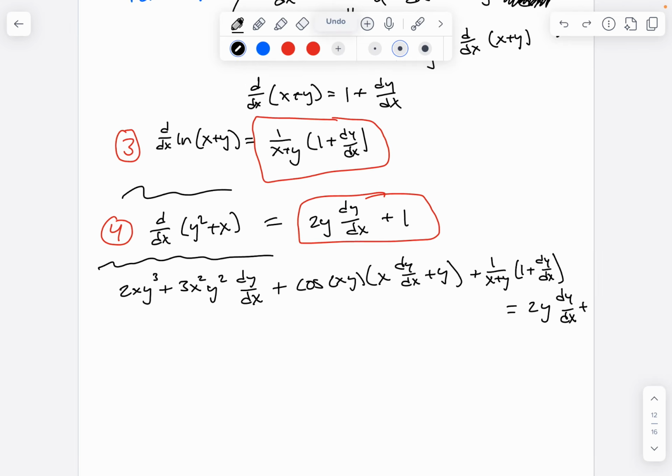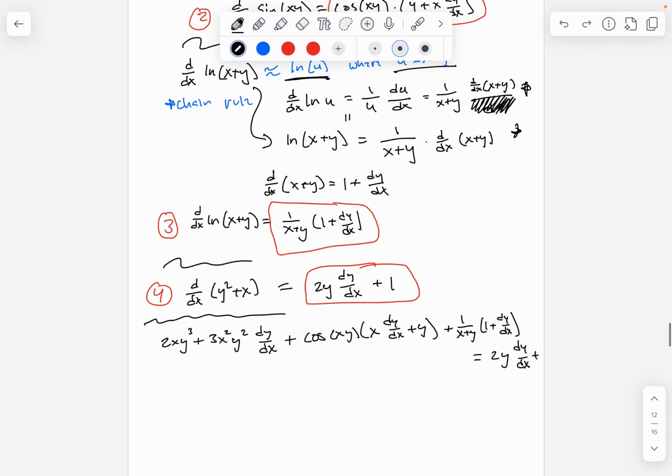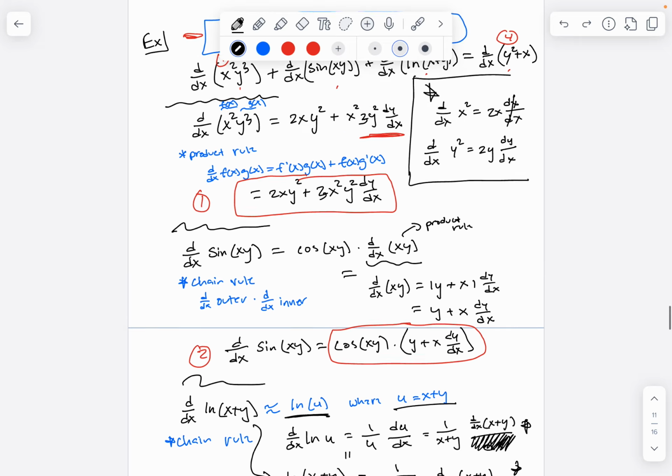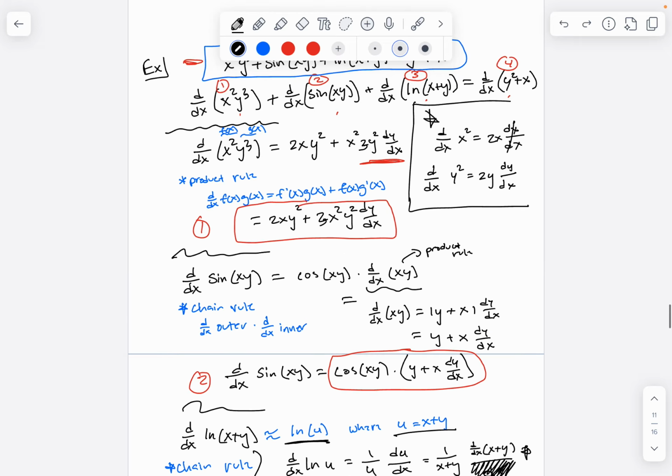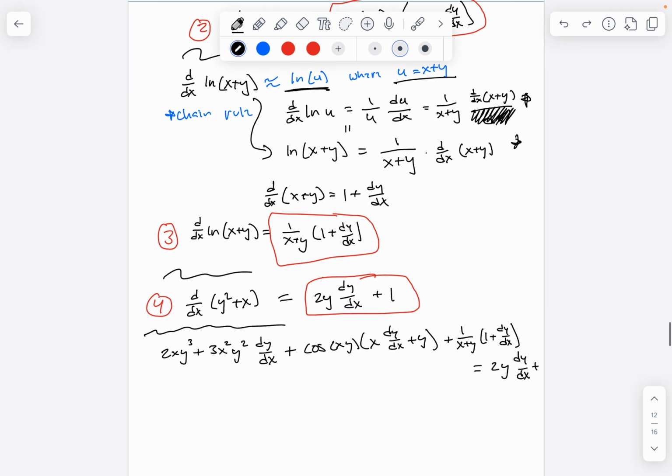So that is a lot, but let's not worry too much. So we have our first term, 2xy cubed plus 3x squared y squared dy dx. That's term 1. This is term 2. This is 3, and this is 4. So we are just literally putting everything we've done together.